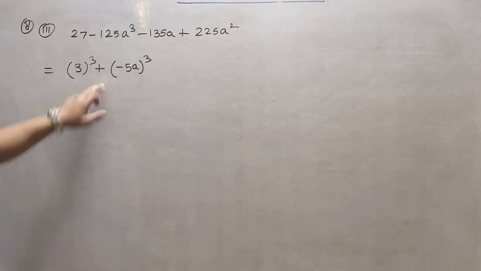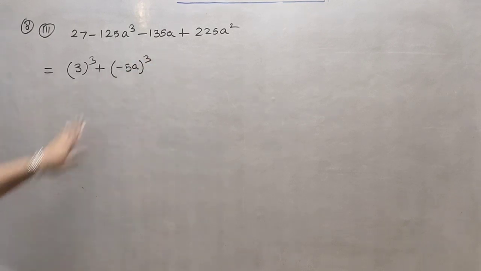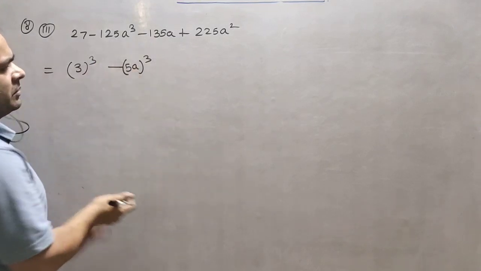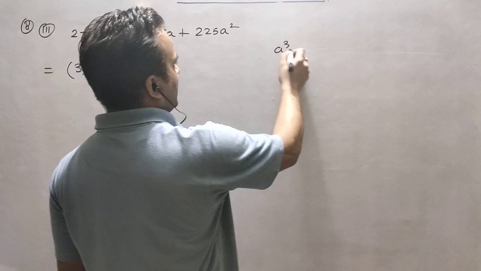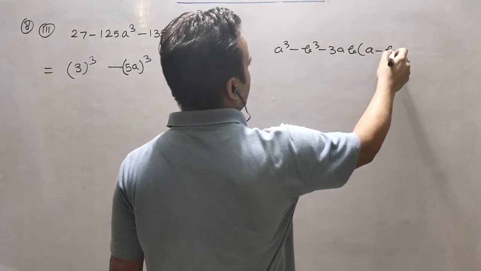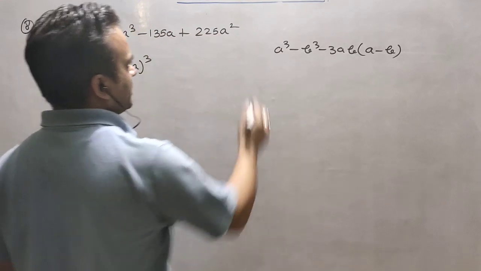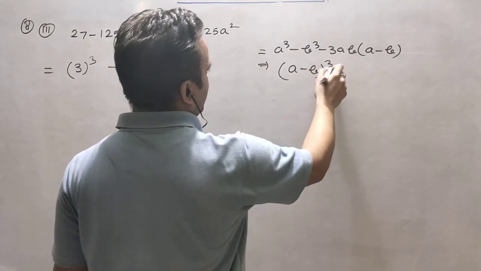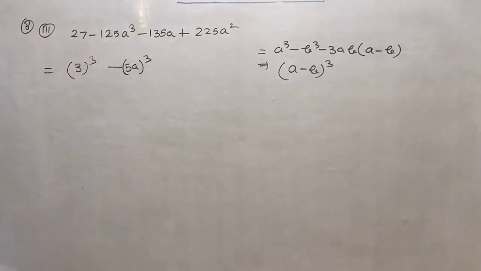Why are we putting minus here? Okay, you can put minus also, because you were also learning the identity in minus form. Which identity? A cube minus b cube minus 3ab into a minus b, right? And what is the factor of this identity? A minus b whole cube, right? I am saying what the factor is, and you have learned according to the identity. You should understand the relationship, what I am trying to say.